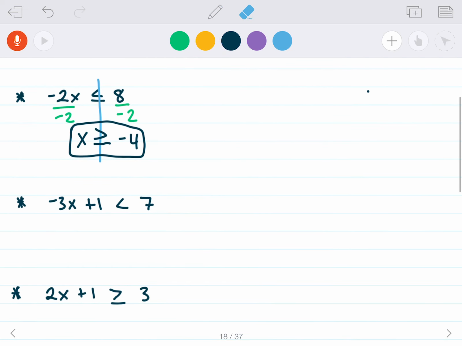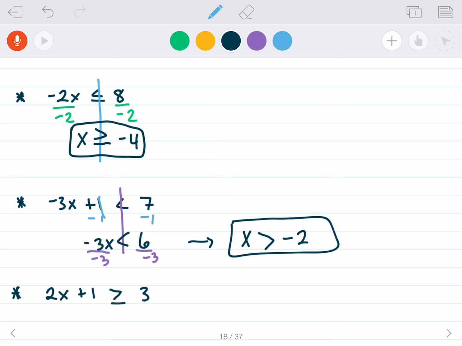Let's take a look at this example here. We've got negative 3x plus 1 is less than 7. First thing I'm going to do to get x alone is subtract 1 from both sides. And when I do that, I get negative 3 times x is less than 6. Now what I need to do on the left is divide both sides by negative 3. Oh, I'm dividing by a negative. I need to flip the sign, y'all. When I divide both sides, the sign's flipping. Okay, so I'm going to make the point go in the other direction. And I get x is bigger than negative 2. And that is my answer here.